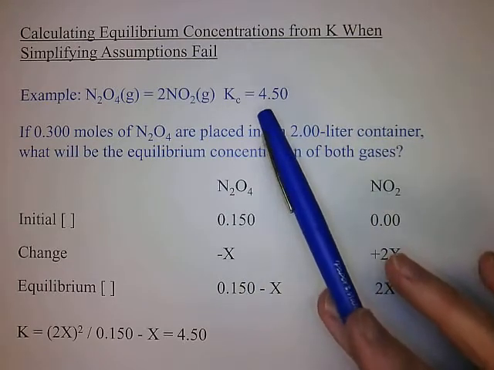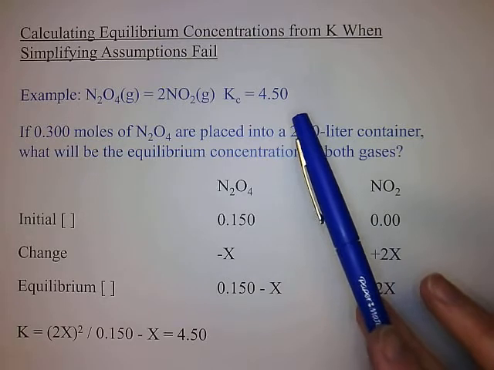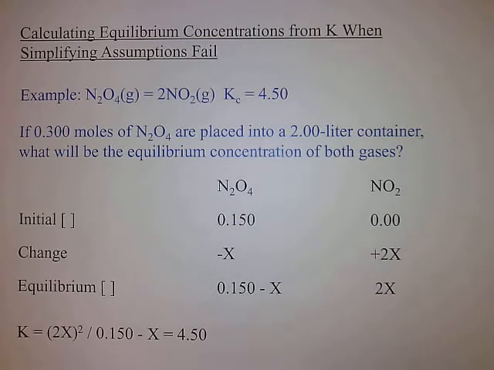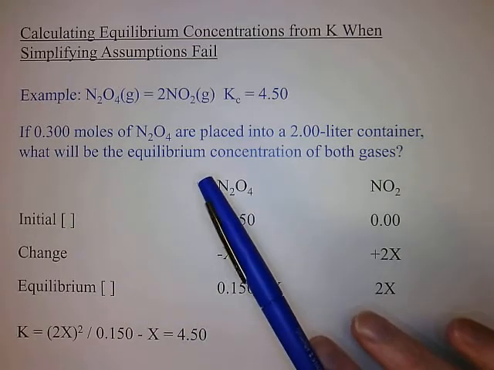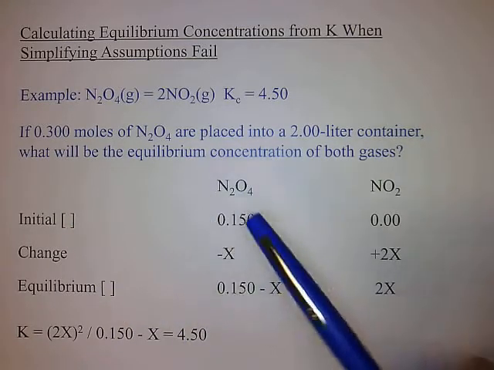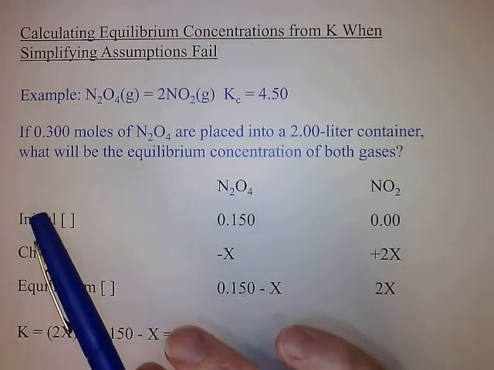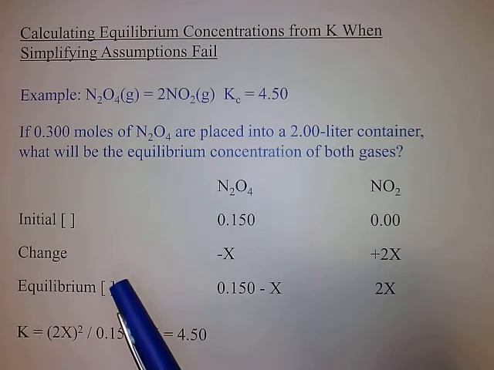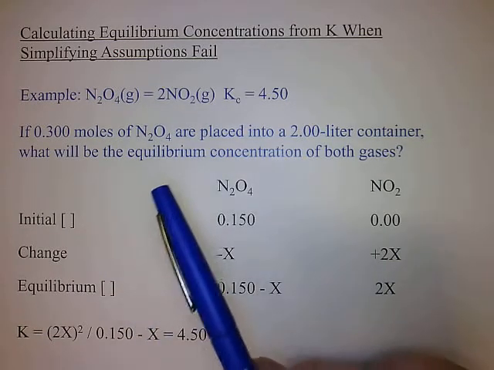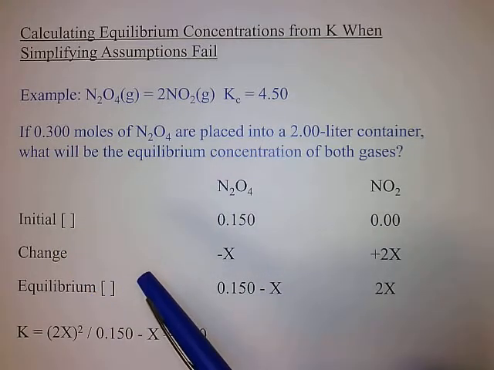So let's suppose at some temperature, this has an equilibrium constant equal to 4.50. All right, so let's suppose 0.3 moles of N2O4 are placed into a 2-liter container, and we want to know the equilibrium concentration of both gases. Okay, so we're going to set up our ice table, initial, change, and equilibrium.